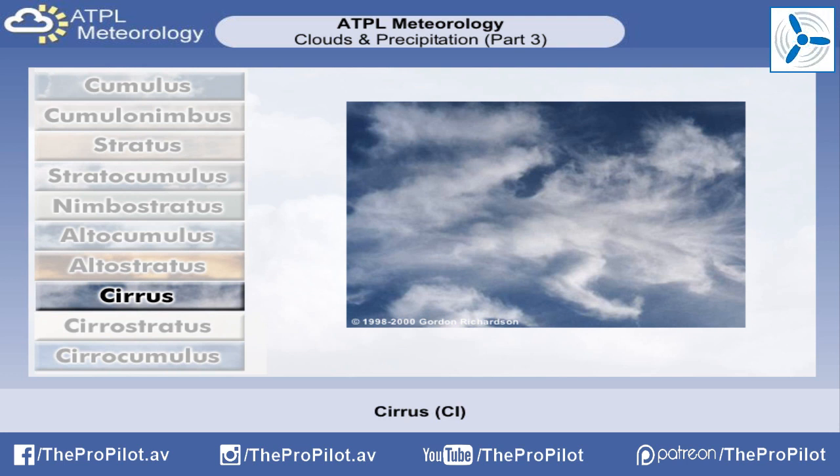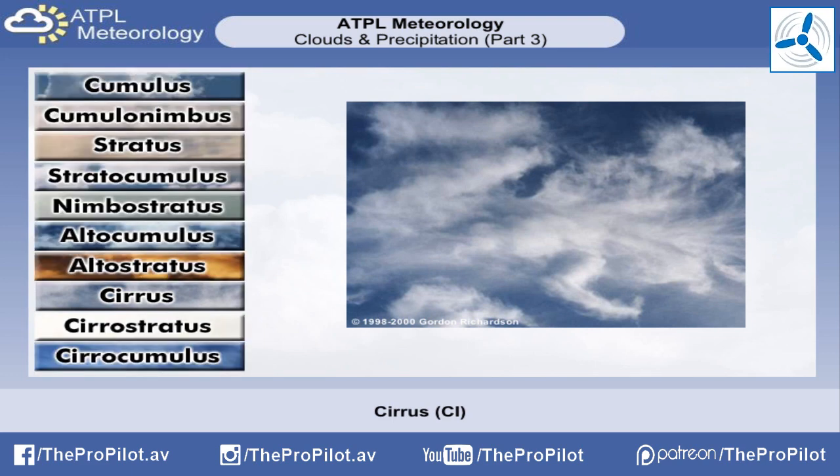Visibility has been found to be quite good, in excess of 1,000 metres, and there is usually no icing or turbulence associated with this type of cloud. The cloud usually heralds the approach of a warm front.